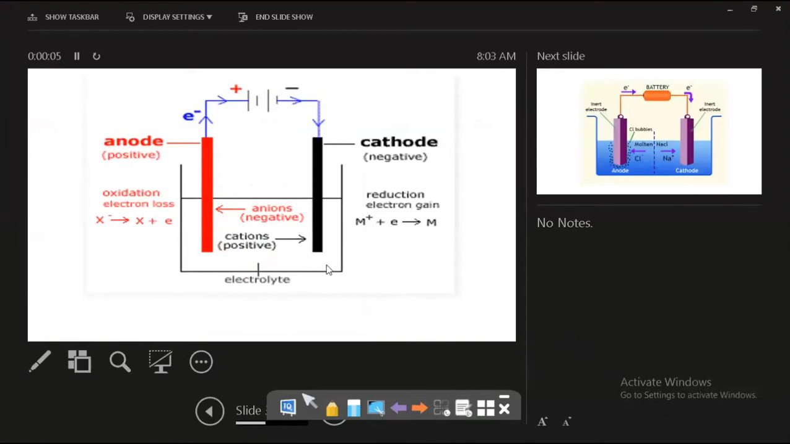Now, I have also placed a diagram here. And when we are looking at an electrolytic cell, we must be able to identify the parts of the cell as I've explained, and you must be able to write half equations for the reaction occurring at the anode and at the cathode. All right.